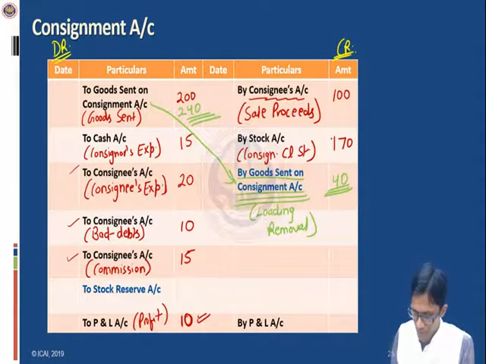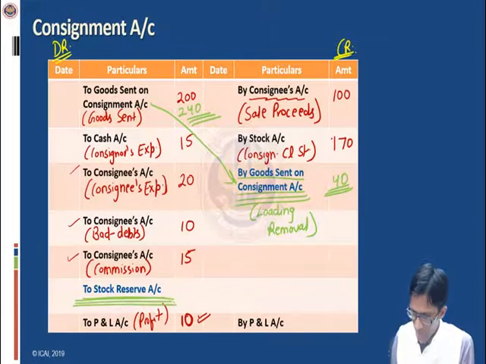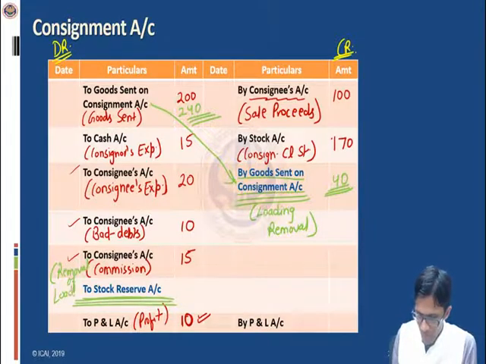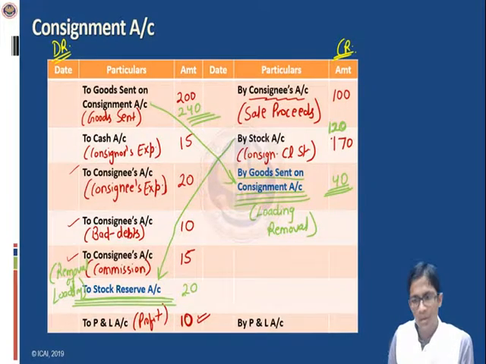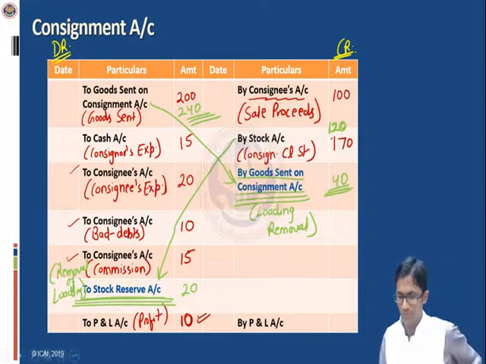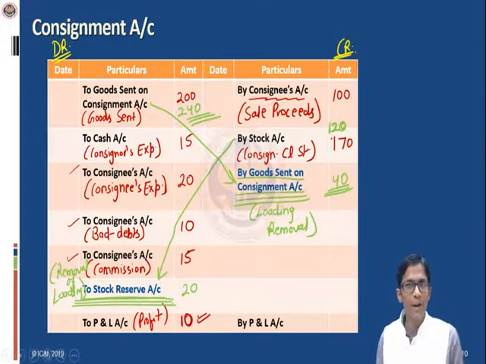Okay. Similarly, can you identify what this is? This is again the removal of loading. Removal of loading from what? Can you tell me? This time the loading has been removed from stock. Now suppose this amount would have been rupees 120. So the loading of rupees 20 would have been removed by passing this entry. What entry? Consignment account debit to stock reserve account. So this is the complete format of the consignment account. I hope it is clear to you.